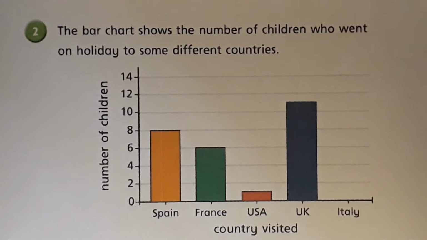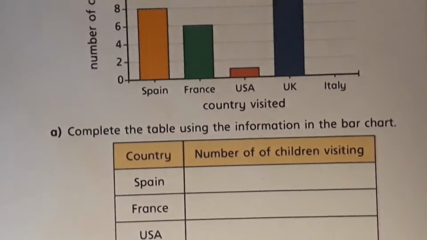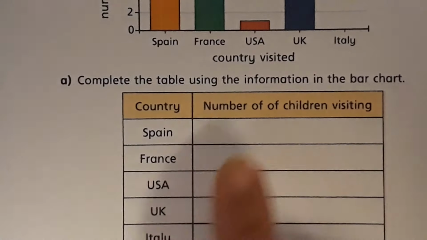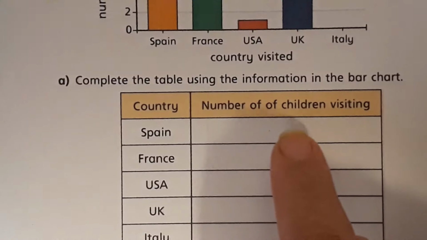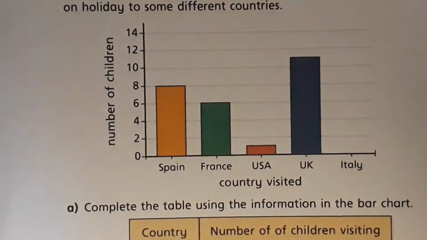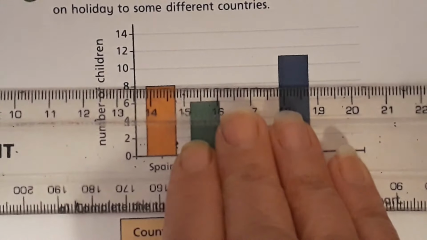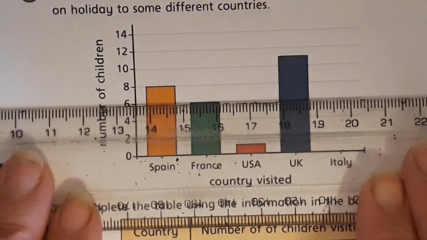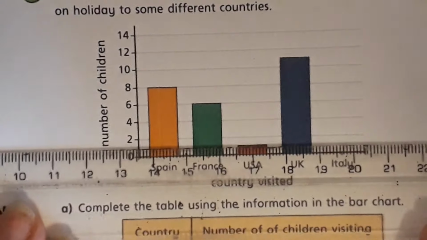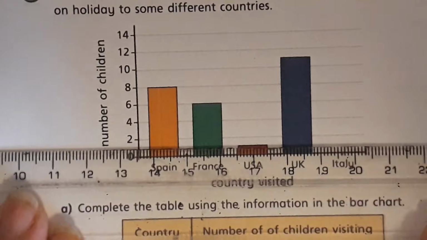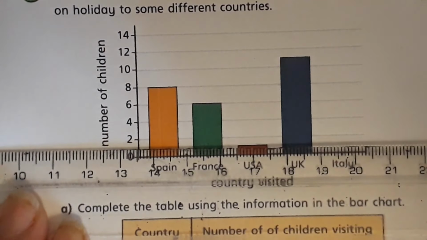It says complete the table using the information in the bar chart. So here we've got the countries down the side and the number of children visiting. They just want you to write the number of children. To make sure that you are really accurate when you read your bar chart, stay calm and use a ruler, so that you can line up with the side of the bar chart to make sure that you read it accurately.